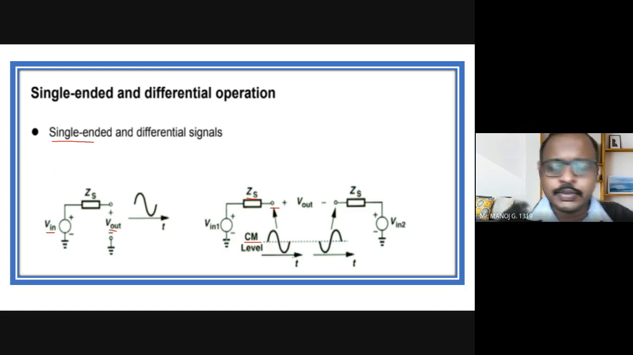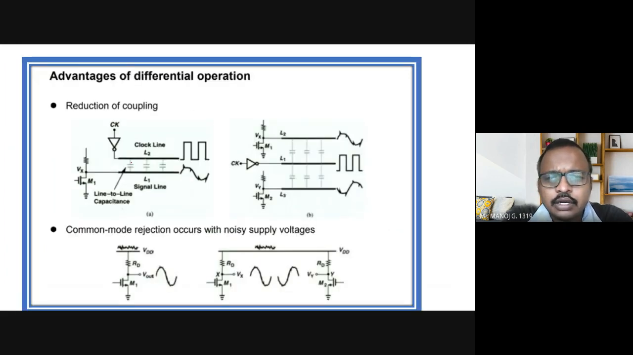So always remember, if this is the positive part of the signal, then on the differential end, it should be the negative part at the same instant of time. And if it is negative, then it should be the positive part in the other end. That's why it is differential, right? So this is how the operation of single-ended and differential signal is expressed, right?